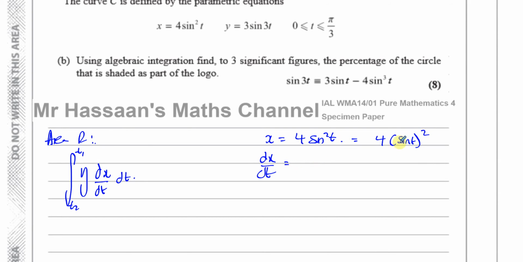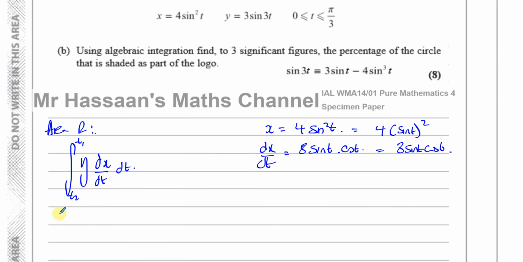So dx/dt is 8 times sine t times the differential of sine t, which is cosine t. Okay, so dx/dt is 8 sine t cosine t. All right, so that's what dx/dt is. So let's write down everything that we have. Let's also change the limits now as well.